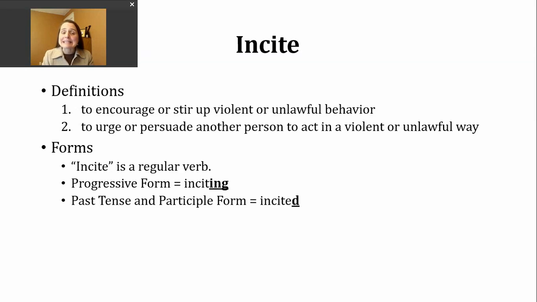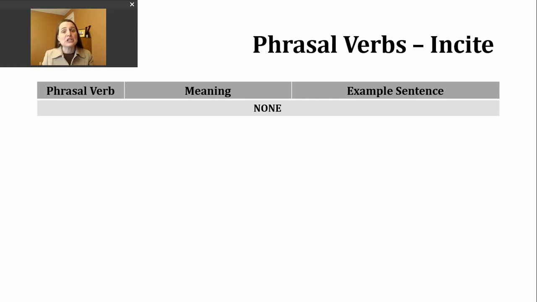You should know that incite is a regular verb. To make the progressive tense, we're going to drop the E and then add ing to form inciting. The past tense and participle forms of this verb are made by just adding a D. That's because this verb already ends in an E. When I say the base verb, incite, hopefully you can hear that the ending sound is a T sound. So our past tense ending is going to make an id sound. Incited. There are no phrasal verbs that use incite, so we have no additional meanings to look at.